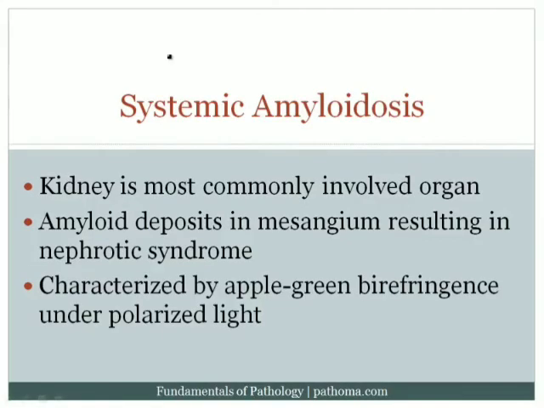The last disorder that can create nephrotic syndrome would be systemic amyloidosis. Remember that when patients have systemic amyloidosis, the kidney is the most commonly involved organ. I told you that when we talked about amyloid. The amyloid will deposit in the mesangium, and that will result in a nephrotic syndrome. Of course, a biopsy would show Congo red staining with apple-green birefringence under polarized light.